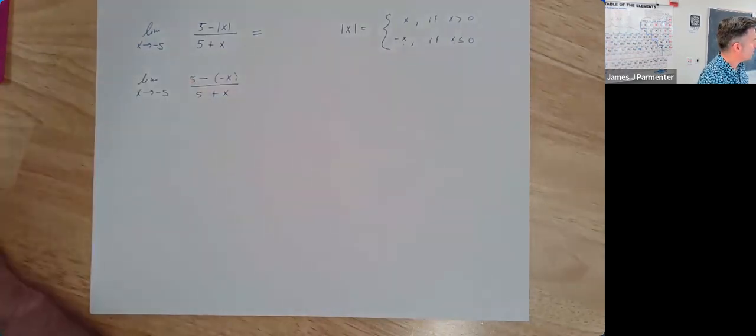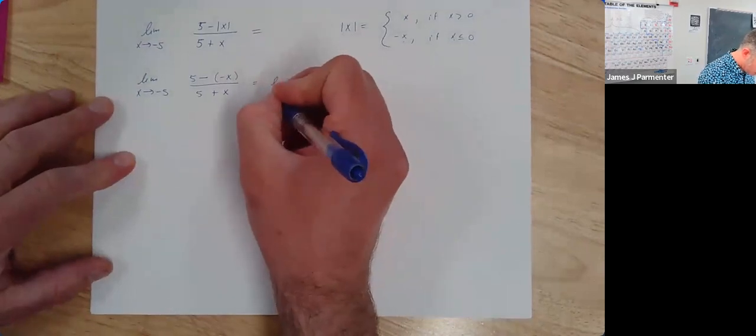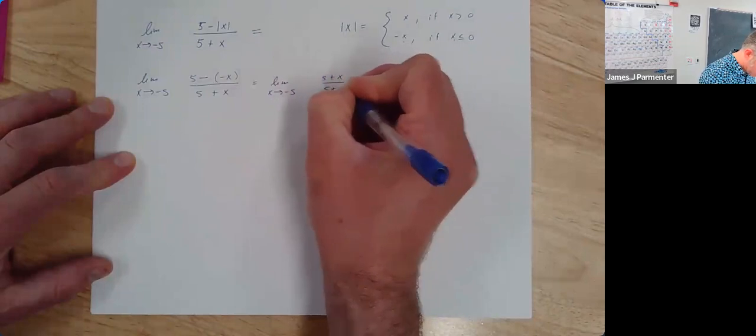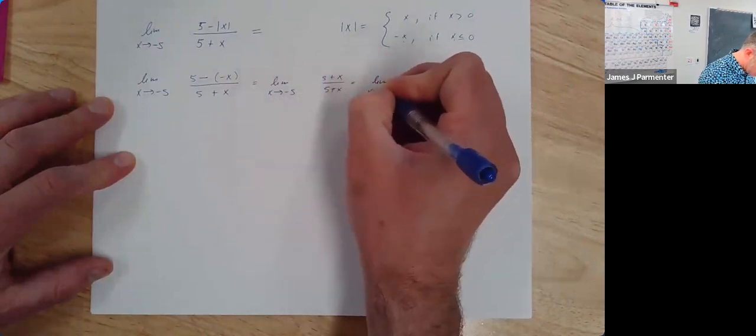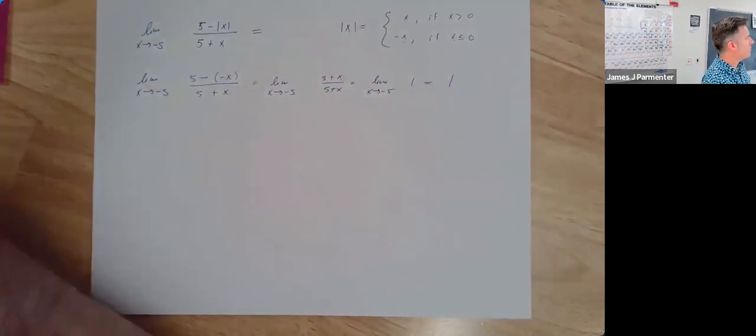Oh, that looks like it's going to cancel out. 5 plus x over 5 plus x is just 1. That's just the limit as x approaches -5 of 1, which is still 1. Cool. I didn't actually expect that to happen.